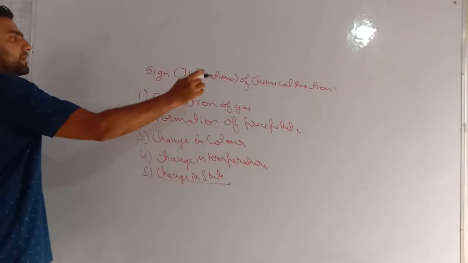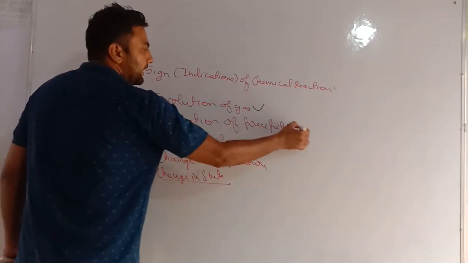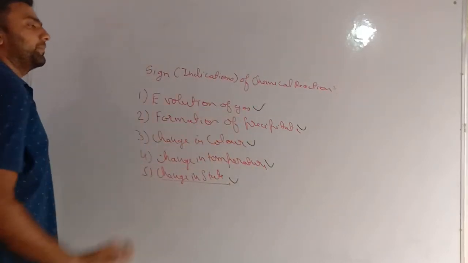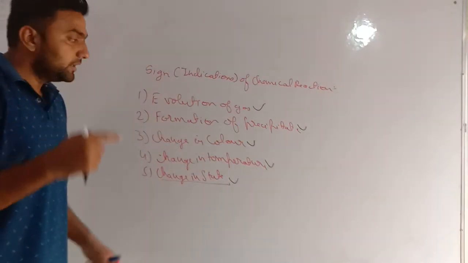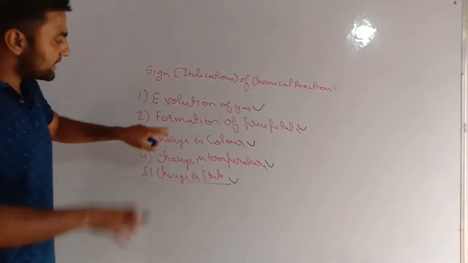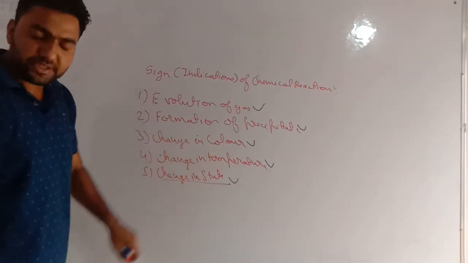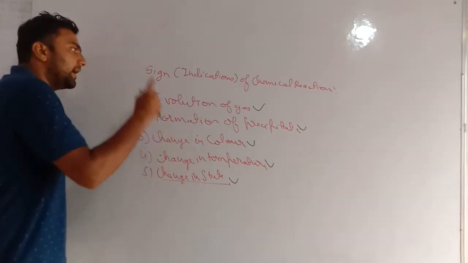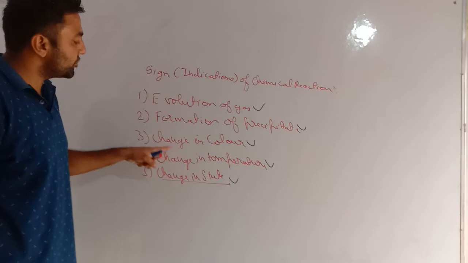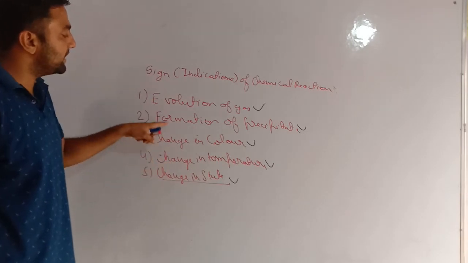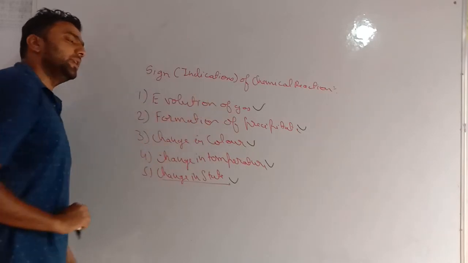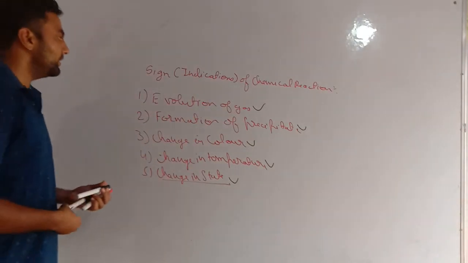Whenever any chemical reaction takes place, I get these hints. Either of these will take place. Moreover, more than one change can also take place, meaning evolution of gas along with change in color and change in temperature may take place. Either I will get one or more than one hint. But for sure, I have to get any of these changes or hints to confirm that a chemical reaction has taken place. We will see examples one by one.